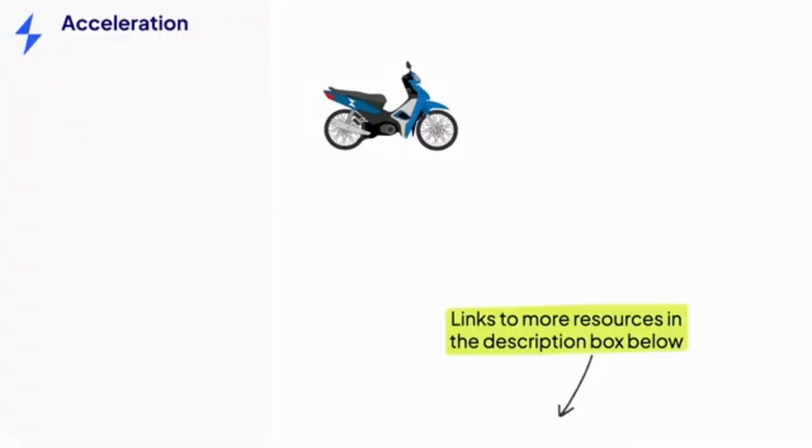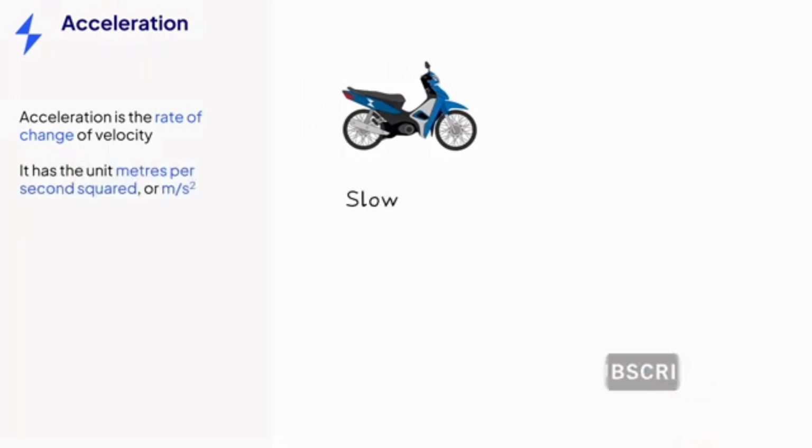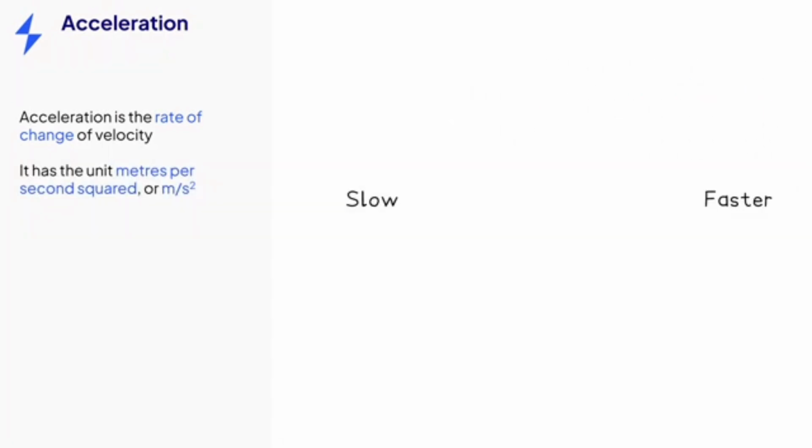In this video, we'll be covering acceleration. While velocity is defined as change in distance per unit time, acceleration is change in velocity per unit time. This gives acceleration units of meters per second per second, or meters per second squared.